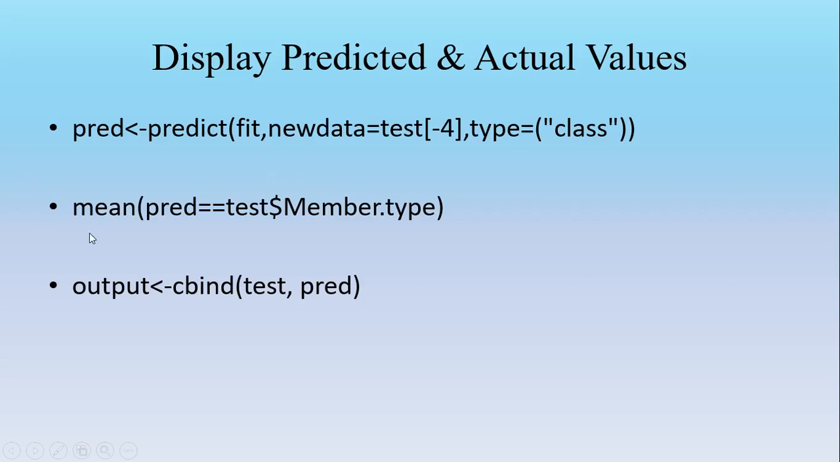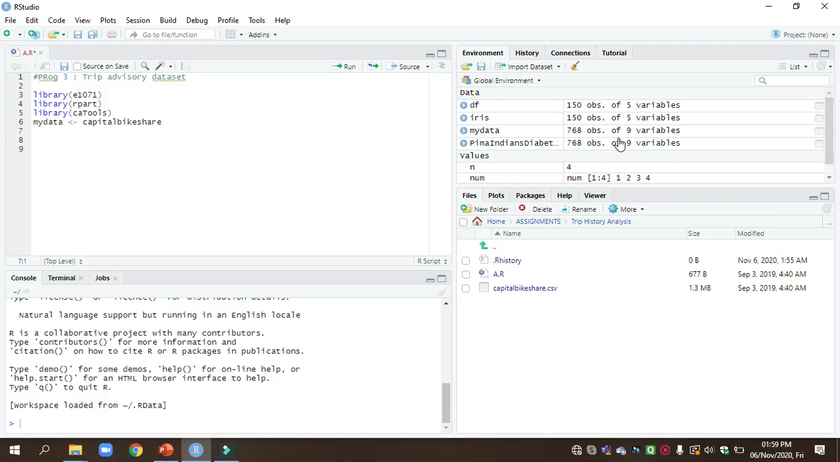Now we are having the mean. Mean predict is equal to test minus member dot type. So it gives the means of the true prediction. Next is the output, cbind test prediction. This displays the output of the test data. Now after completion of the theory part, moving to the practical execution of this assignment.